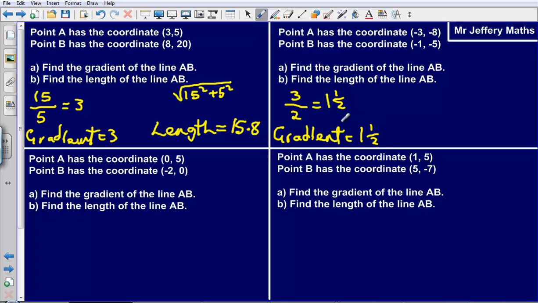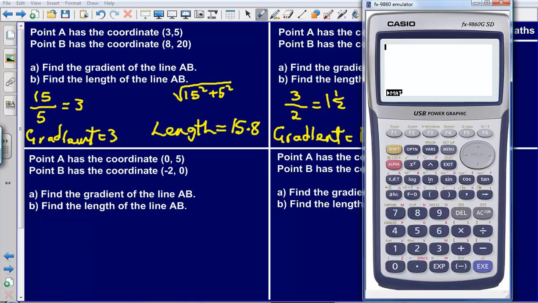So each time we're moving along by 1 on the x-axis, we're moving up by 1.5 on the y-axis. Now the length of the line AB, again just using Pythagoras: we've moved along by 2 and up by 3, so we square each of those and then square root our answer, just basic Pythagoras. That's the square root of 4 plus 9, so the square root of 13. Then we can use our calculator to figure that out.